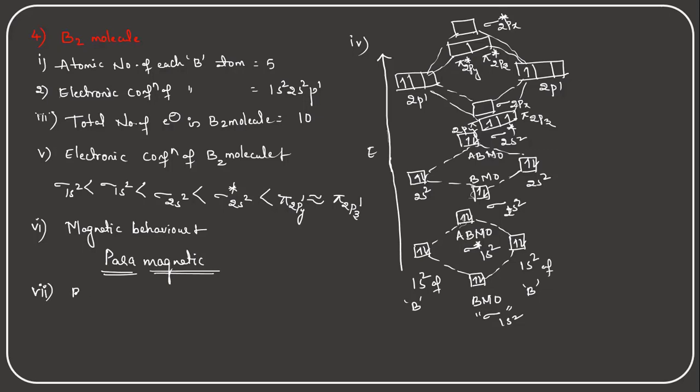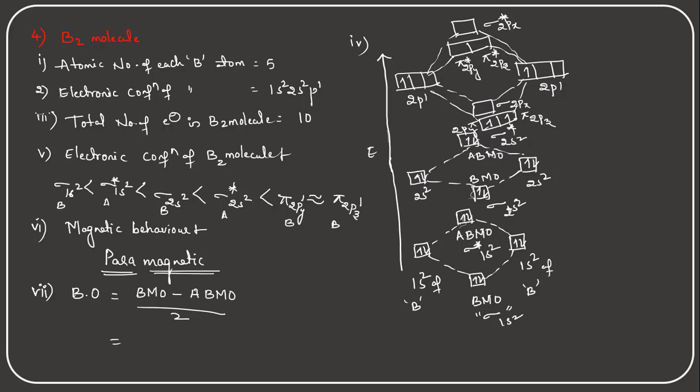The calculation of bond order. The bond order is equal to the number of electrons present in the bonding molecular orbitals minus the number of electrons present in the anti-bonding molecular orbitals, divided by 2. So how many electrons are present in the bonding molecular orbitals? So this is the bonding molecular orbital, this is the anti-bonding molecular orbital. This is bonding, this is anti-bonding, this is bonding, this is anti-bonding, and these two are the bonding molecular orbitals.